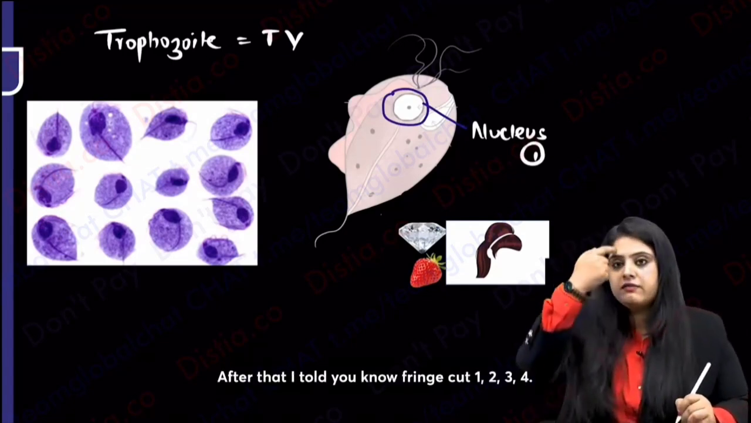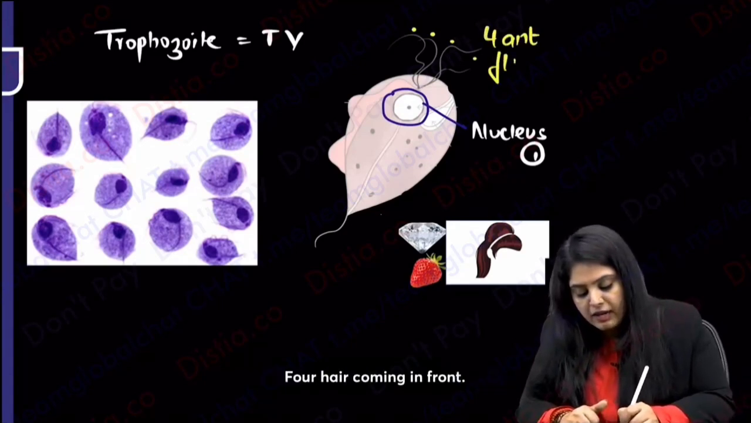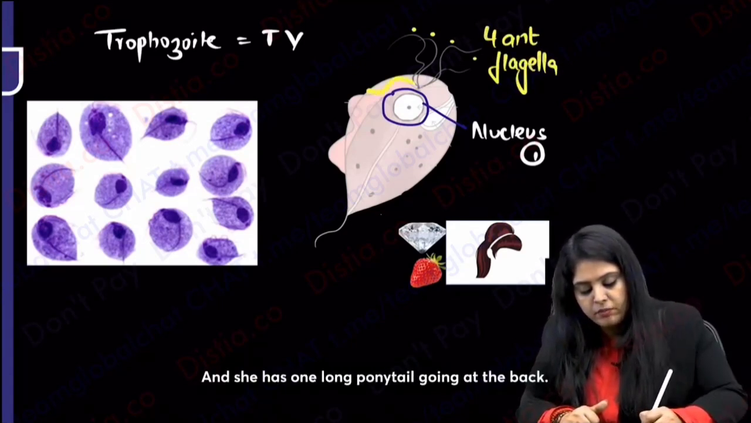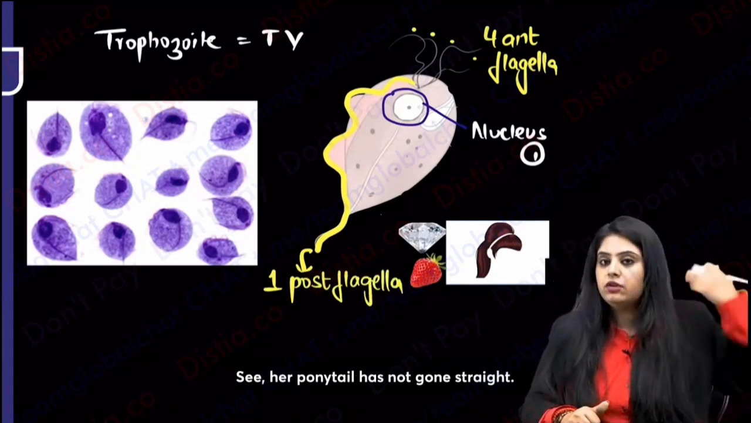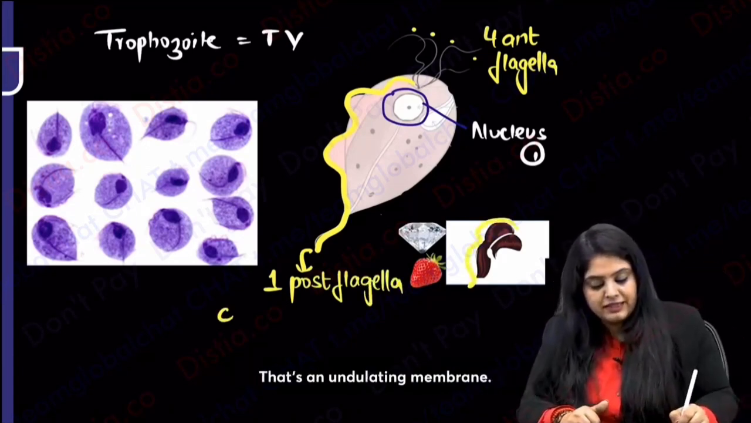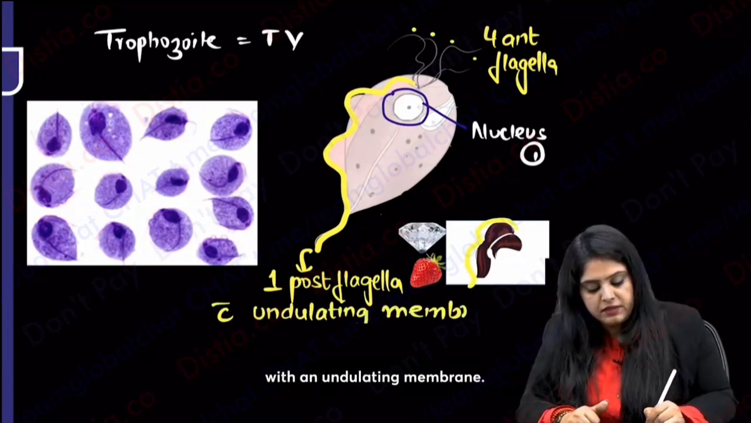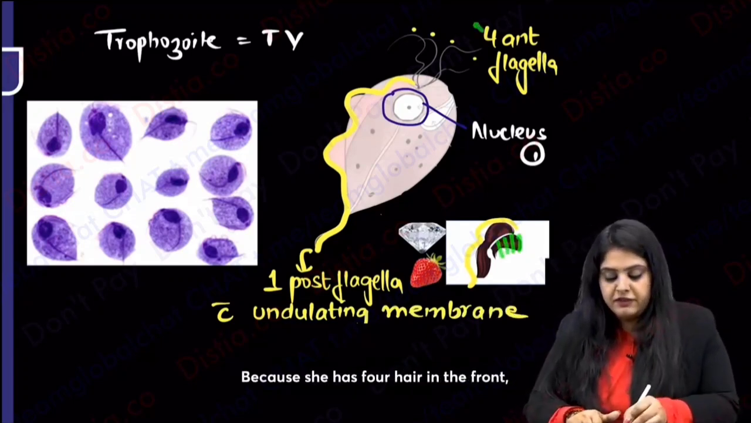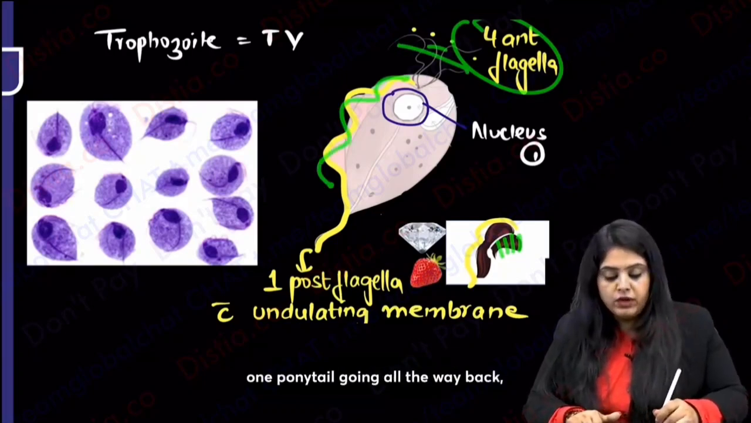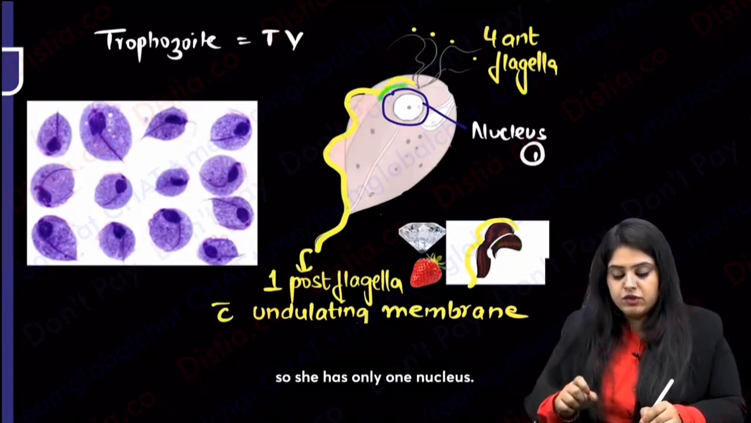After that, I told you about the fringe cut: 1, 2, 3, 4. She has 4 anterior flagella, 4 hairs coming in front, and she has one long ponytail going at the back. So this means there is one posterior flagella, and that flagella has not gone straight. See, her ponytail has not gone straight. It has gone as a wavy bun. That means an undulating membrane. There's one posterior flagella with an undulating membrane. So repeating, why did I call her fashionable? Because she has 4 hairs in the front, 4 anterior flagella, one ponytail going all the way back, so one posterior flagella with undulating membrane, and because the fringe cut covers her eyes, she has only one nucleus.